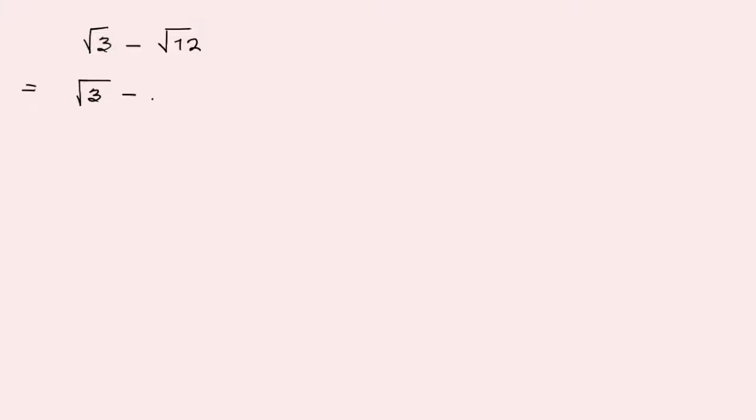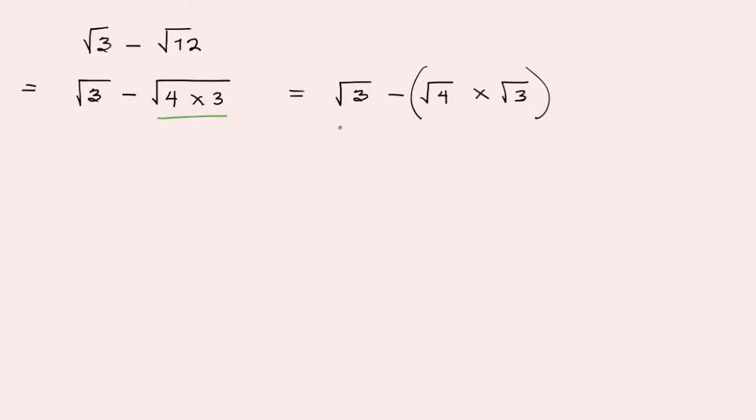We can then rewrite this expression as the square root of 3 minus, we know that square root of 12 can be written as the square root of 4 multiplied by 3. So we can rewrite this as the square root of 3 minus the square root of 4 multiplied by the square root of 3. So this becomes this, just so that we're following. And this can be written as the square root of 3 minus the square root of 4, which is 2, multiplied by square root of 3.